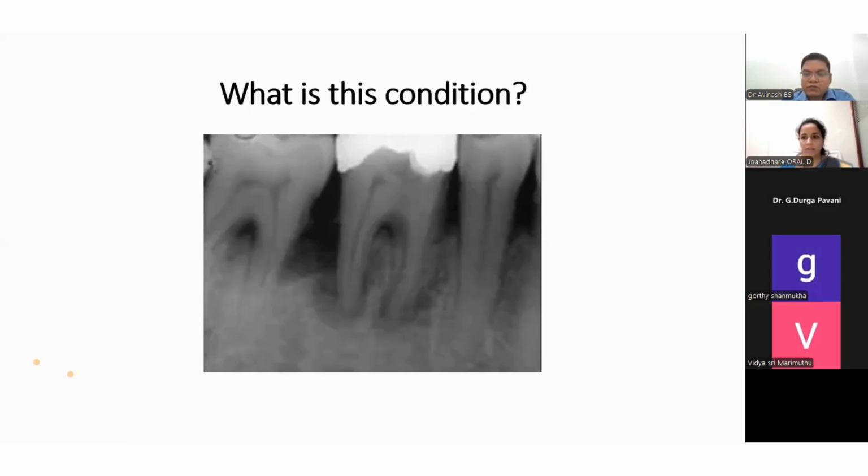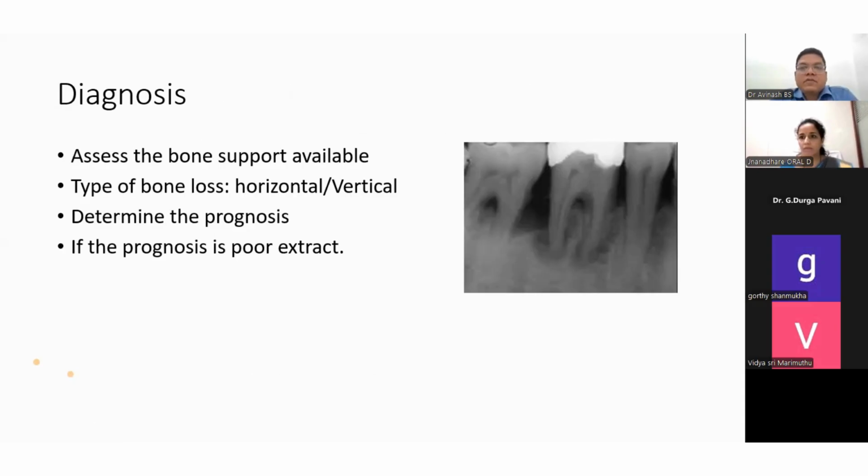Okay, so what we need to consider before planning the treatment. First, assess the bone levels, the bone support available. Previously I did mention that at least 50% of bone support should be present. As we see in this case, there is bone in the furcation area. There's some amount of bone loss, but still it is adequate. On the mesial aspect, there is bone present. Only on the distal aspect, the bone is deficient. So what do we do in such cases? In such cases, we can plan for hemisection of the root.